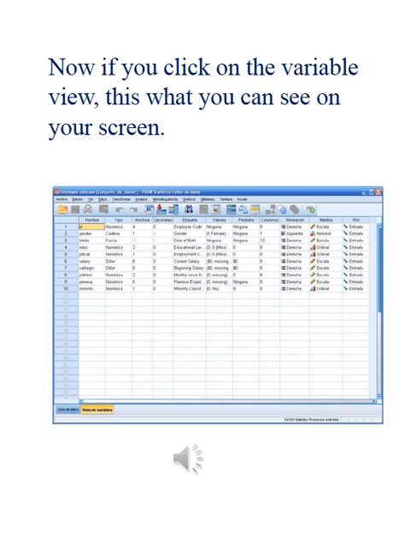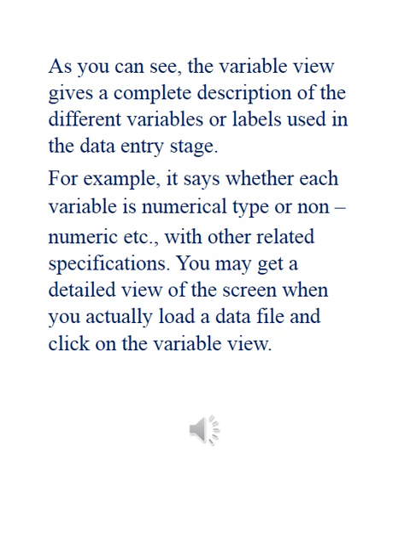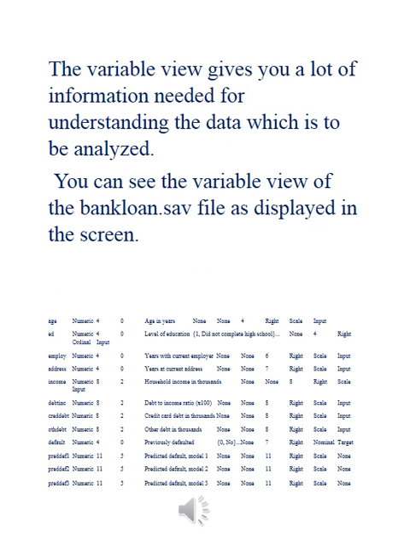Now if you click on the variable view, this is what you can see on your screen. As you can see, the variable view gives a complete description of the different variables or labels used in the data entry stage. For example, it says whether each variable is numerical type or non-numeric, etc., with other related specifications. You may get a detailed view of the screen when you actually load a data file and click on the variable view. The variable view gives you a lot of information needed for understanding the data which is to be analyzed. You can see the variable view of the bankloan.sav file as displayed in the screen.